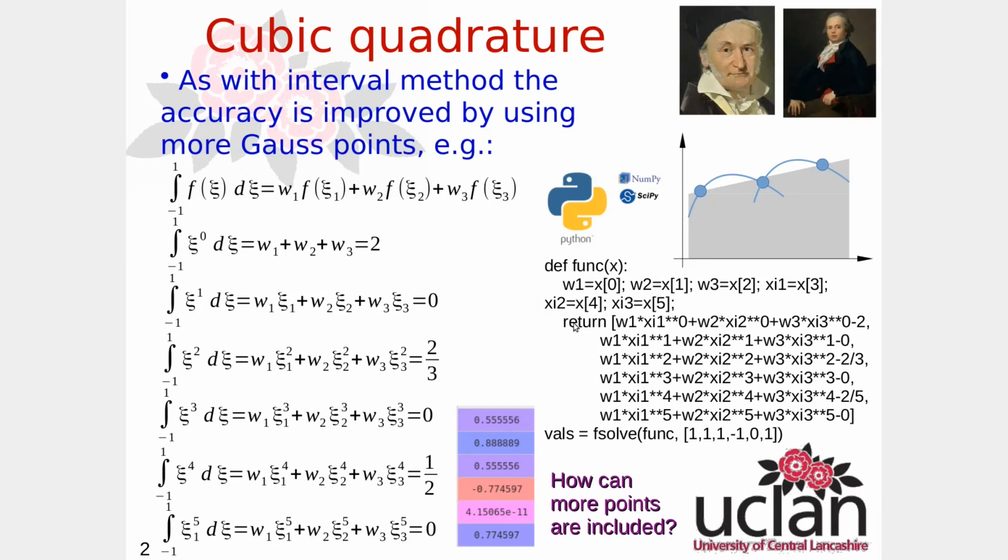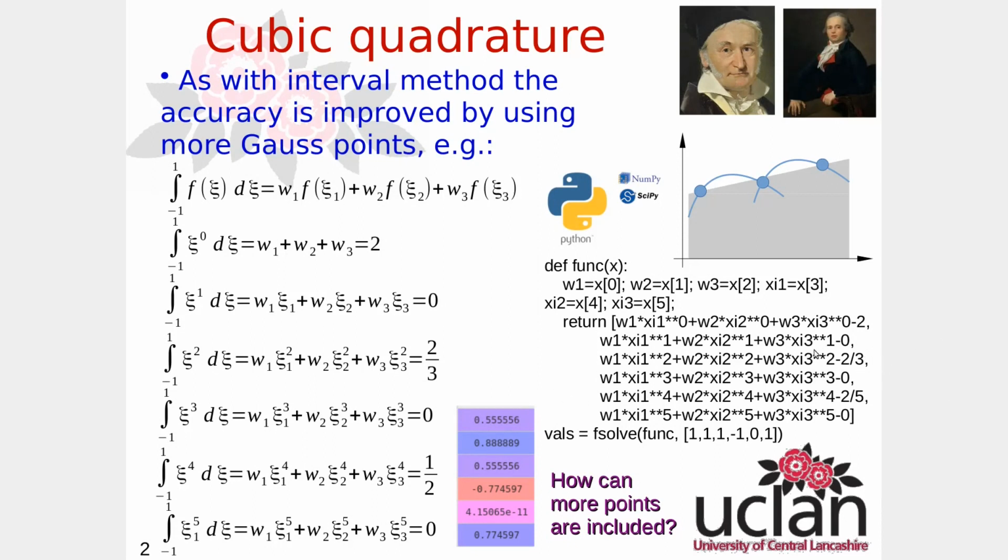I've then simply said return these equations. So this is w1 at c1 raised to the power of 0, w2 at c2 raised to the power of 0, w3 at c3 raised to the power of 0, minus 2, because we need the residual. And I've just repeated that process. So it's very simple to generate these.